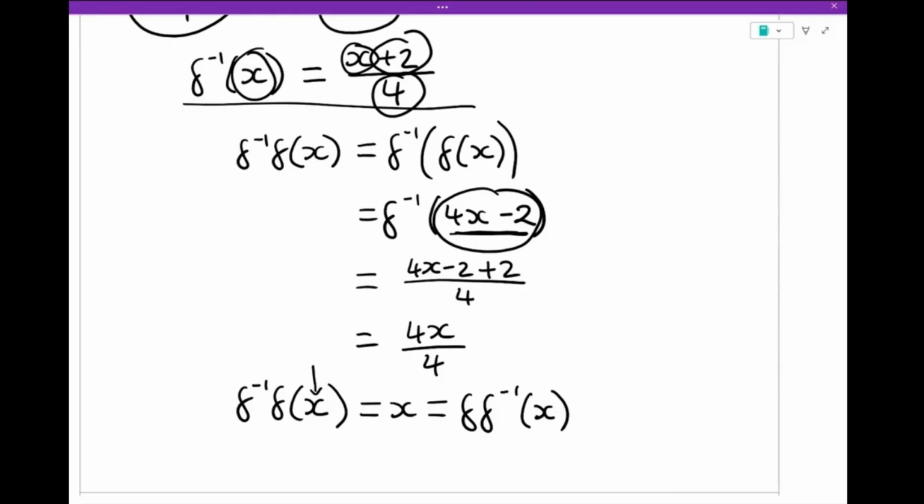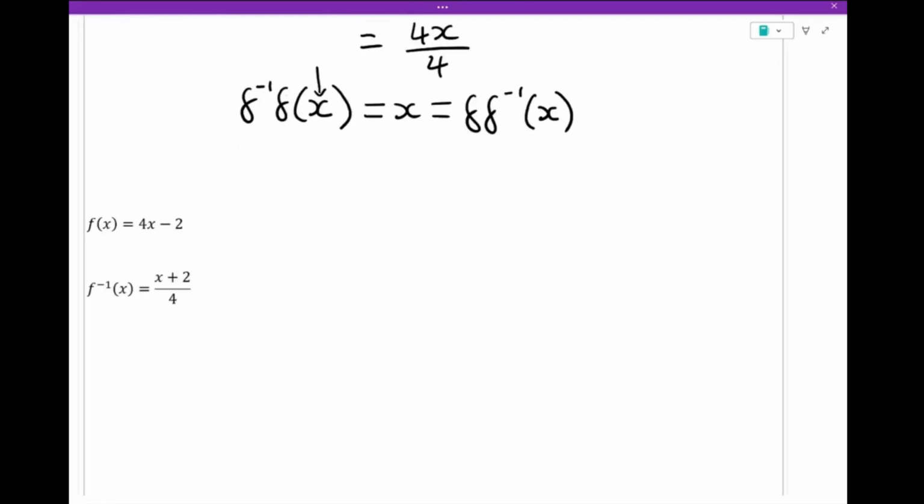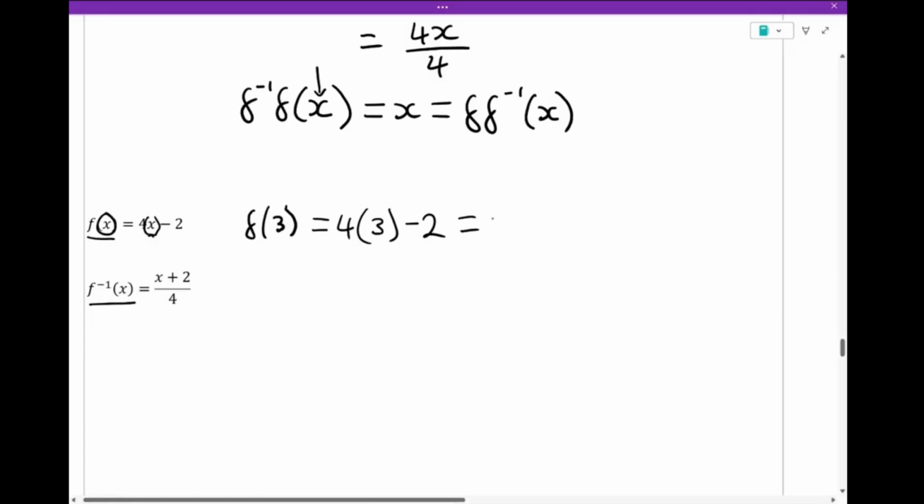Now let's consider this with a numerical example. So I've got my function f of x and its inverse that we found here. What we're going to do is let's substitute a value into them. Okay, so let's start with f of x. We're going to find f of 3. So to find f of 3, wherever there's an x in f of x, I'm going to replace it with a 3. So the only x is this one here, so I'm just going to put brackets around it. So we would have 4, open brackets, 3, close bracket, subtract 2. And if I was to simplify this calculation, we get 12 from 4 times 3, and then subtract 2, we end up with 10.